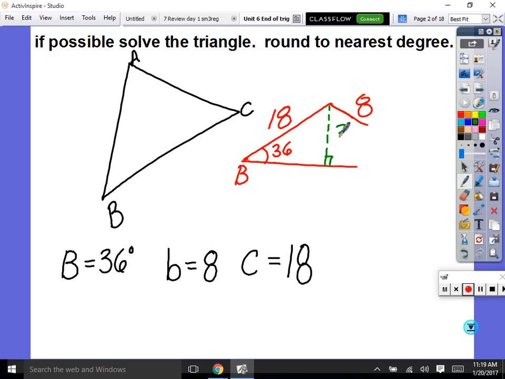Let's check. So the first thing we would do is set up a trig ratio. So we would say sine is opposite over hypotenuse. So sine of 36 equals question mark over 18. So my question mark is 18 sine of 36. Let's figure out what the height is really quick. 10.5. Okay, so that is my height.